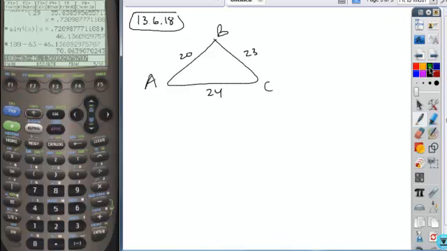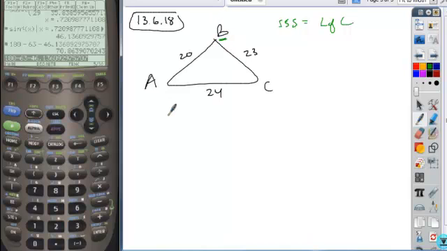Right, so on this set right here, A is opposite angle A, which is 23, B is 24 opposite angle B, and C is 20 opposite angle C. All right, so the pattern that we have here is SSS. That tells us we're using law of cosines again, so we can find any of them. My suggestion is go ahead and find the largest angle first. So I'm going to find angle B first.